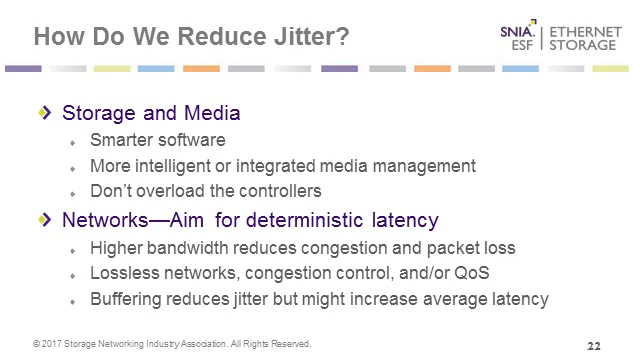And another way is don't overload the controllers or don't overload the networks, because overloading the storage controllers or the networks can cause, again, this increase in the randomness or variability of the latency, which shows up as jitter. On the networks, you aim for deterministic latency, which basically means I want to guarantee that my network delivers everything with latency below some target level. Sometimes just higher bandwidth helps because it reduces the chance of congestion or packet loss. You can also go to lossless networks or congestion control and some sort of QoS, quality of service. We'll talk more about that in just a second. And those can make latency more consistent.